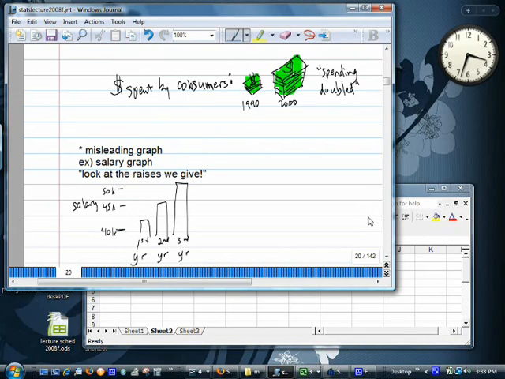Based on just the visual appearance, what does it look like is happening to your salary? What happens? It's going up a little bit, or what does it look like? It looks like it's tripling. But if you look more closely, what is it actually saying? Increasing by what?